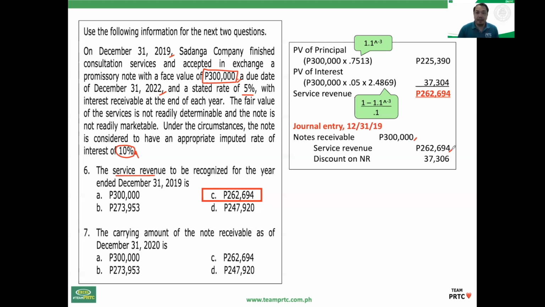Discount on notes receivable. Again, anong concept? Dahil masyadong mababa yung 5%, unrealistic, yung 300,000 hindi lahat yan principal. Ito lang actually yung principal, yung present value. Tapos yung difference, applicable to interest. Initially, yung interest, discount. Tapos, i-amortize over 3 years as interest income. So, additional income over 3 years. Pag pinresent yan, yung discount deduction from notes receivable. So, NR 300,000 less the discount. So, net this one. Kaya ito yung initial measurement.